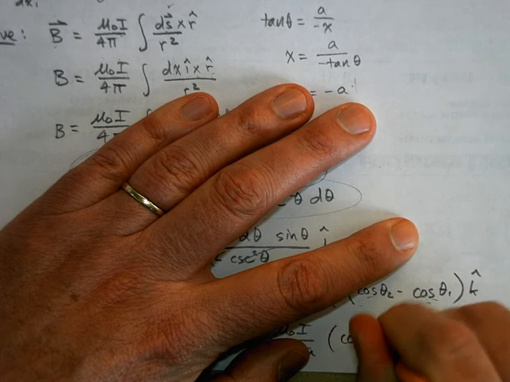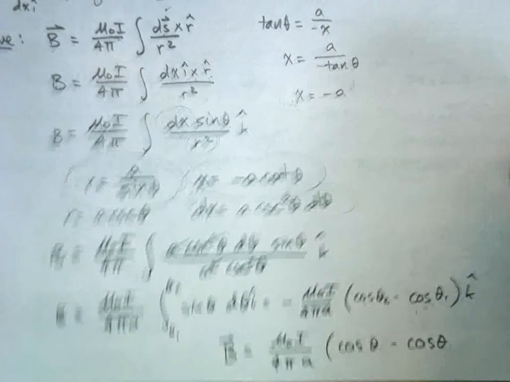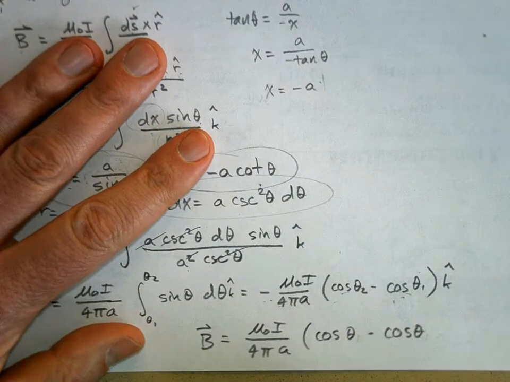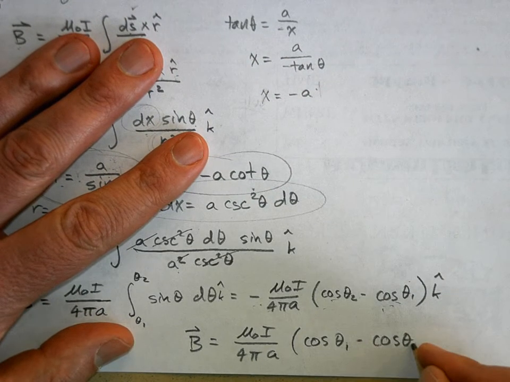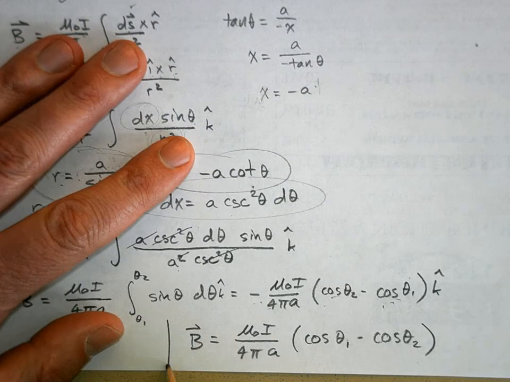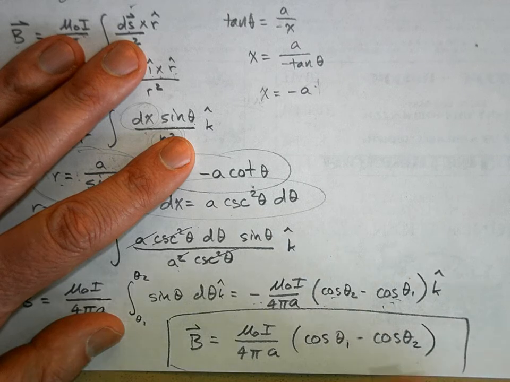Sorry. Just seeing if you're paying attention. Cosine 1 over 2. Voila! Woo! Okay. Oh, k hat, thanks.